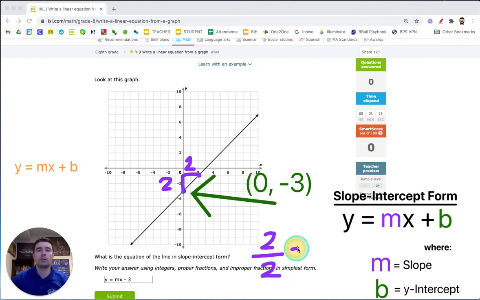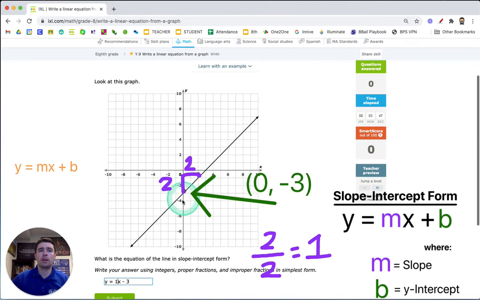It also gained 2. And as you see for IXL, and same with more on Khan Academy, they always want everything when we write equations in simplest form. And that means if the slope can be simplified, if it's a ratio that could be simplified, we definitely want to do that. So in this case, our answer is really 1 for slope. This graph is just moving up by 1 and right by 1. Every x is going to bring 1 more y, and that's why we see y equals 1 times x minus 3.